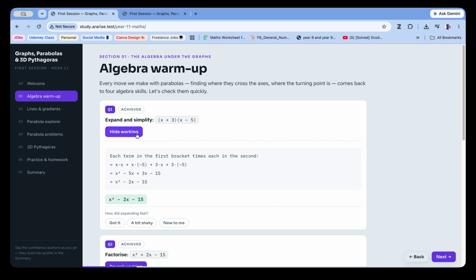Now line them all up. x squared minus 5x plus 3x minus 15. And those two middle terms, they combine. Negative 5x plus 3x is negative 2x. So there it is, x squared minus 2x minus 15. Beautiful. Now let's run that in reverse.